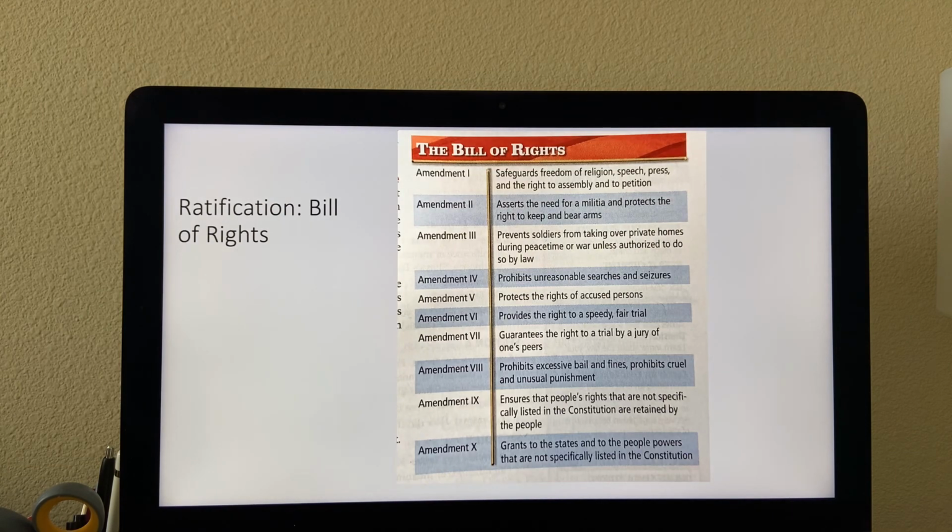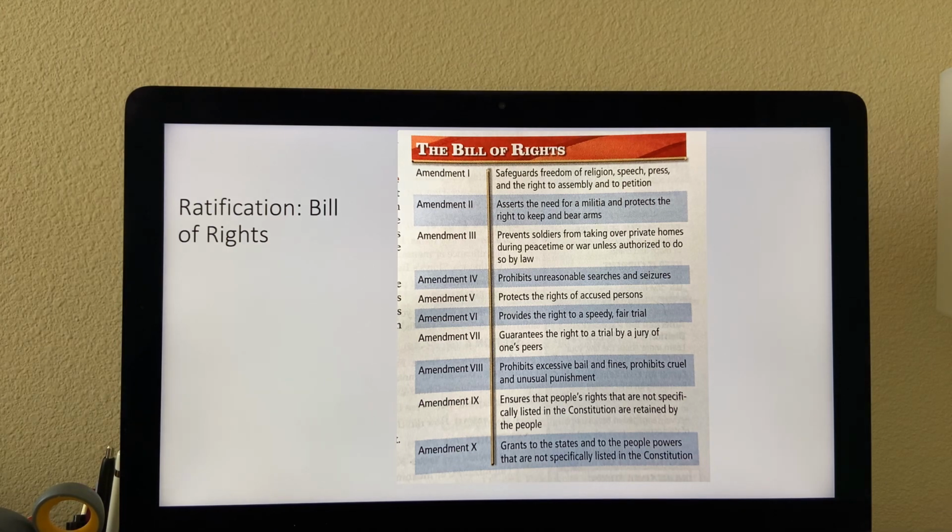This is the Bill of Rights. These are the amendments to the Constitution, and these will be on your test in some capacity, so make sure you study those. You have the First Amendment. That's the one that everybody knows off the top of their head, right? Where you have the Freedoms Amendment, where you have the freedom of speech, religion, press, and the right to assembly and to petition.